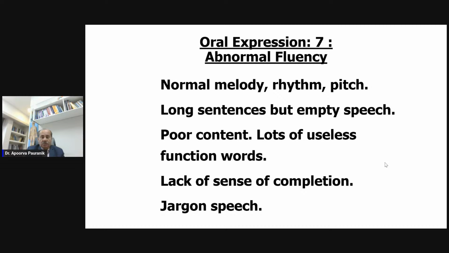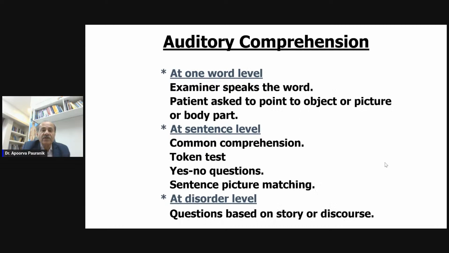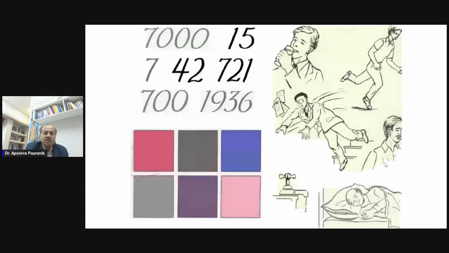They will have jargon speech. So you can imagine how wide is the spectrum of oral expression in people with aphasia. I have already told you the auditory comprehension at one word level, at sentence level in the form of command comprehension, and at discourse level on the basis of questions asked for that.